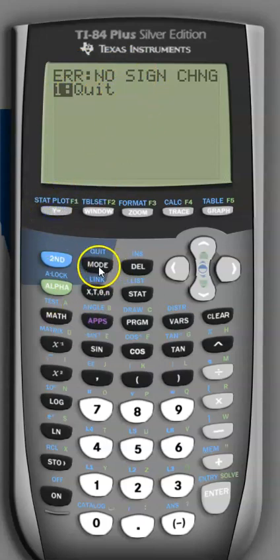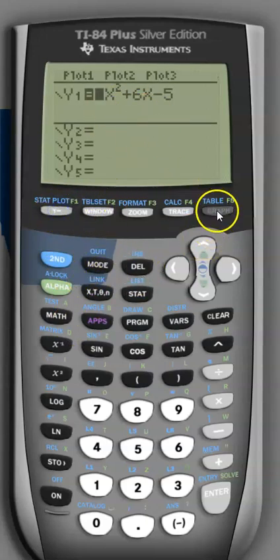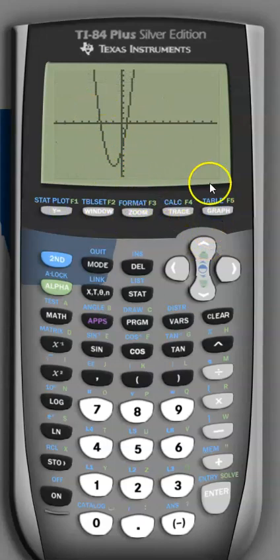So I can come back in here. I'm going to hit quit again. Oops, second mode. And go back in and I can see my graphing here. So that is the best way to do it. And hopefully that helps. Give me a thumbs up if you like it.